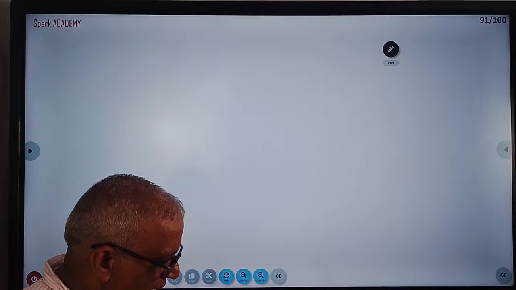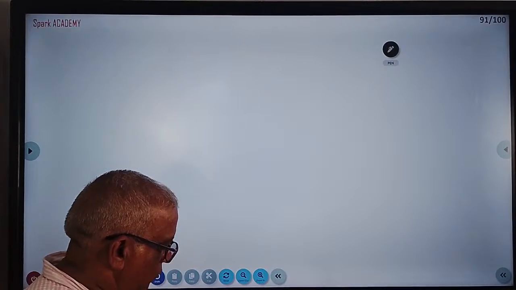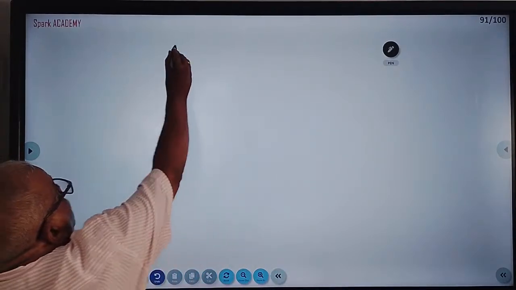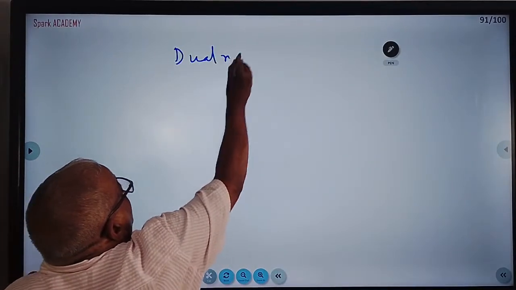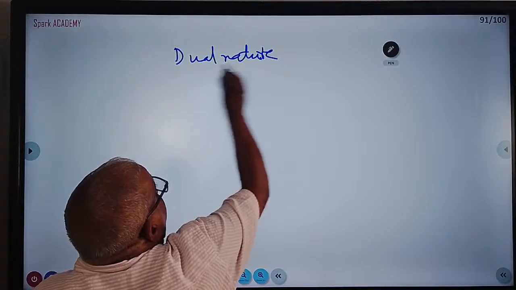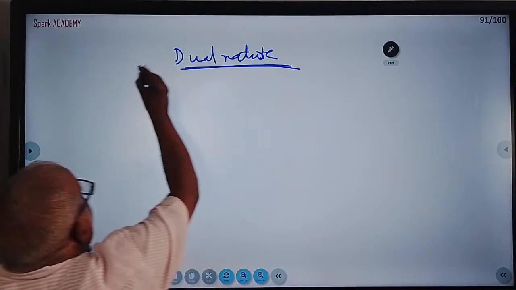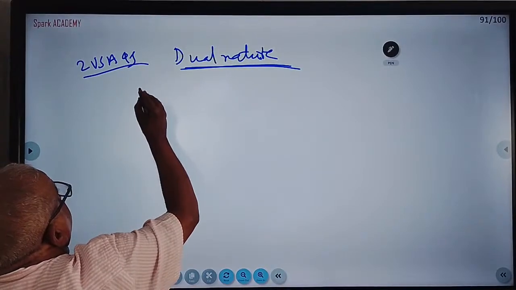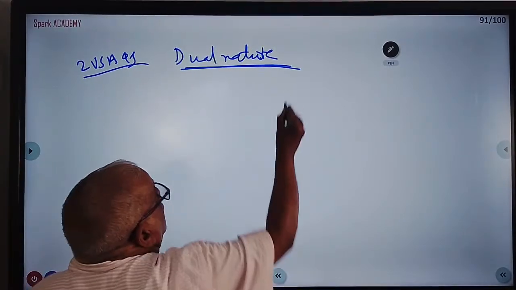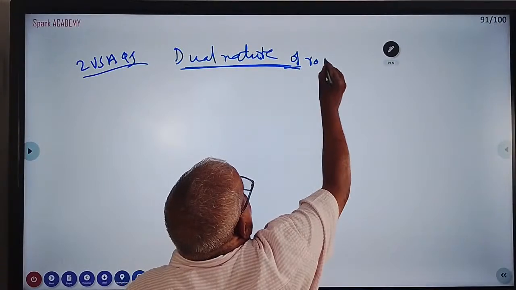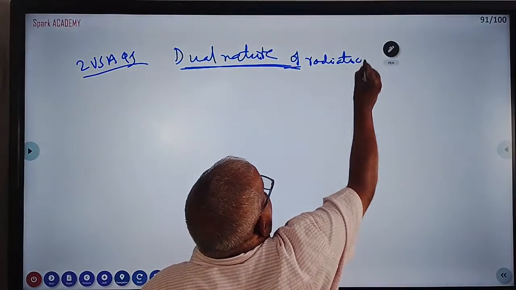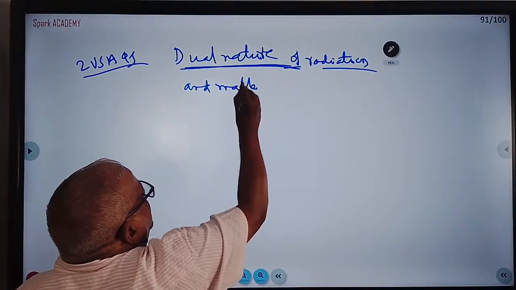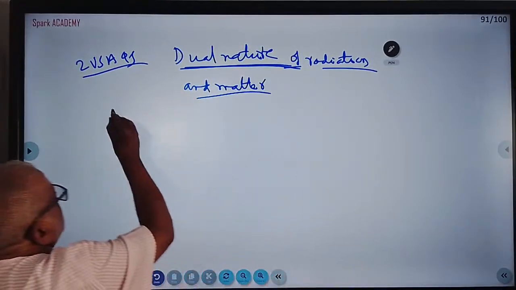What are cathode rays? Friends, small questions. Now, dual nature: we are getting two very short theory questions in the chapter dual nature of radiation and matter. In this, what are cathode rays?